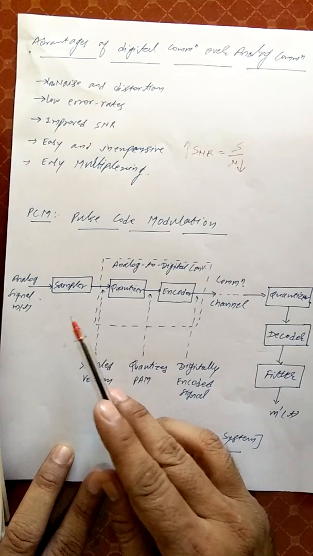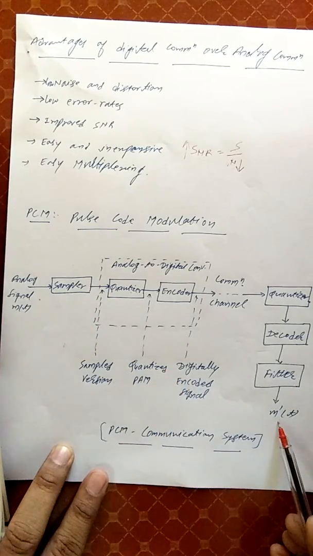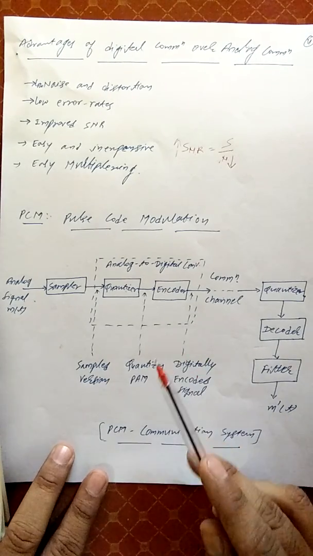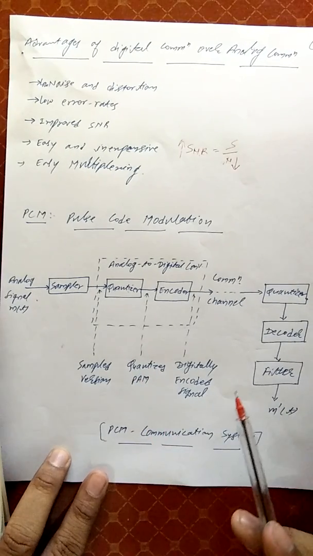In the analysis of the PCM system, we compare m(t) and m dash of t, and identify the response or performance of the pulse code modulation. So this is the basic block diagram of pulse code modulation.